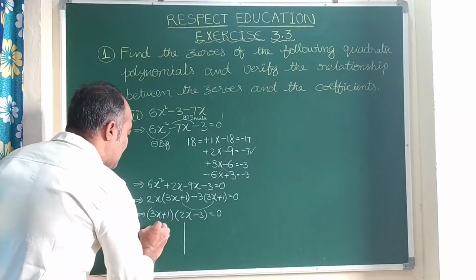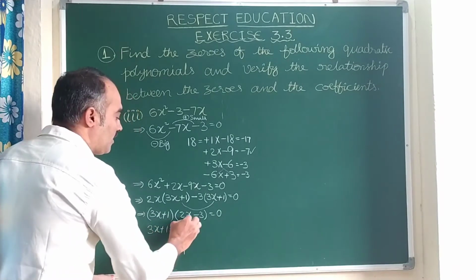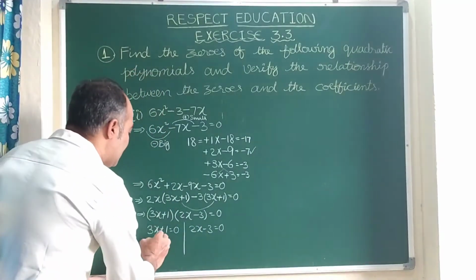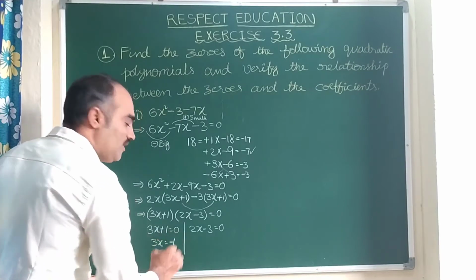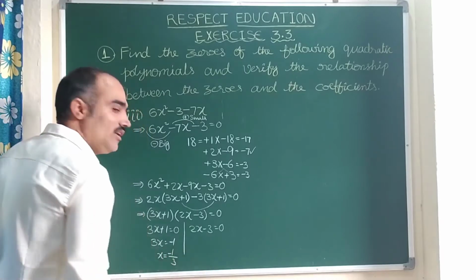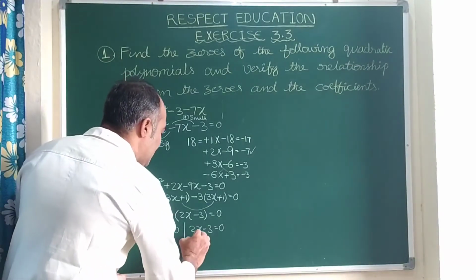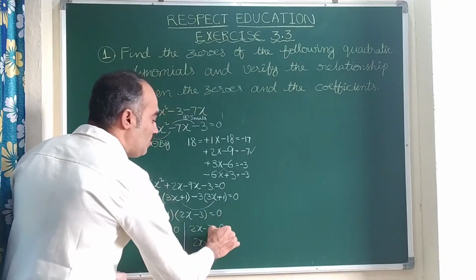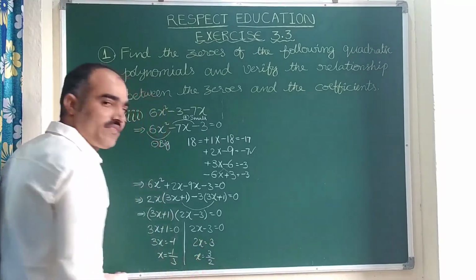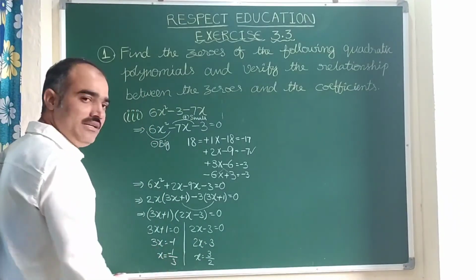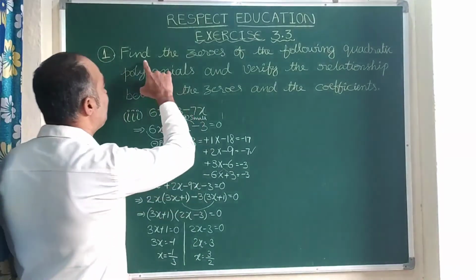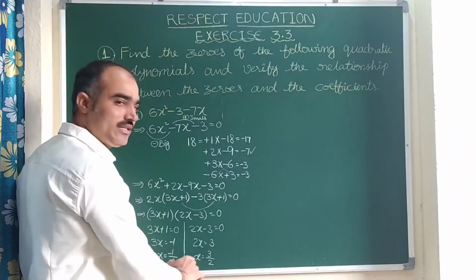Now this problem can be split into 2 parts. Either 3x plus 1 equal to 0 or 2x minus 3 equal to 0. Right? From this, 3x is equal to minus 1, so x is equal to minus 1 by 3. From this, 2x is equal to 3, because 0 plus 3 is 3, so x is equal to 3 by 2. Right? x equal to minus 1 by 3 and x equal to 3 by 2. These two are the zeros. Here you see, find the zeros, so these two are the zeros.